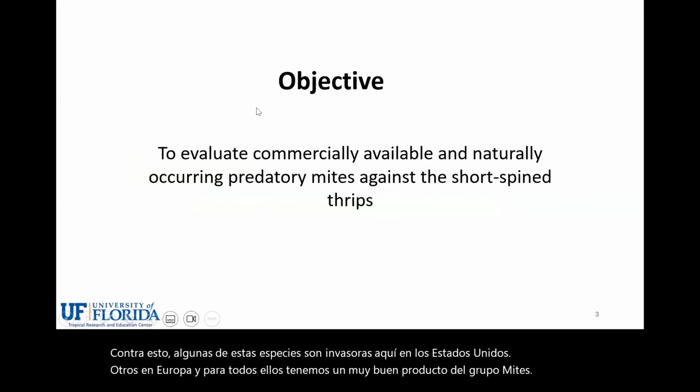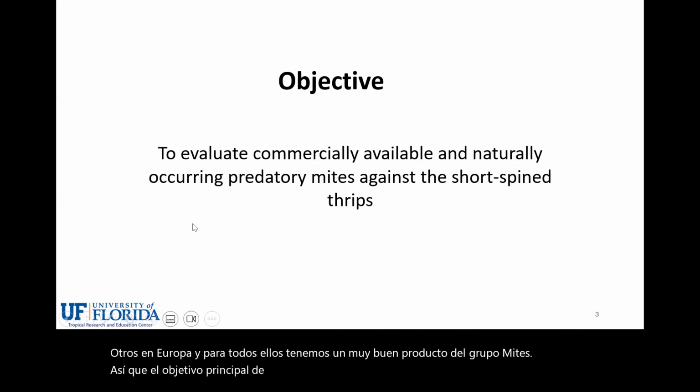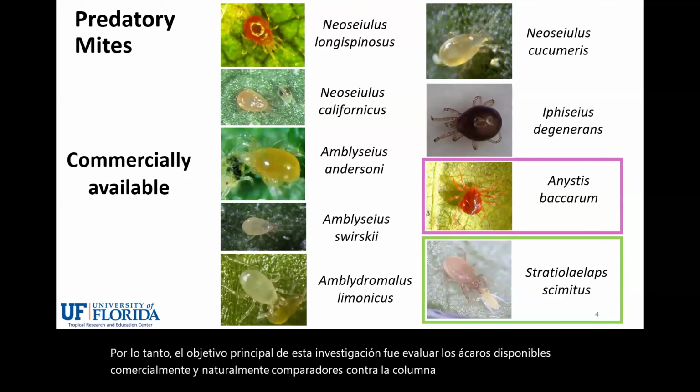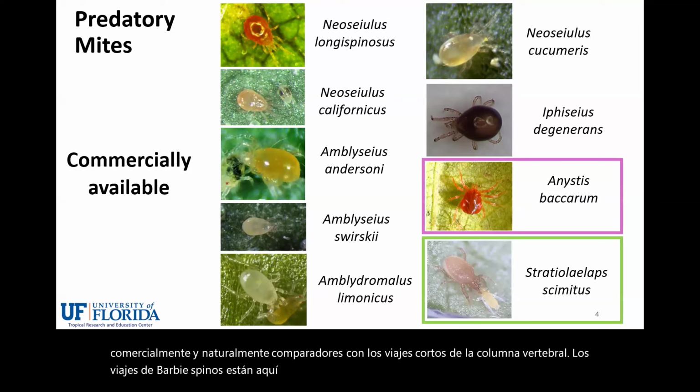So the main objective of this research was to evaluate commercially available and naturally occurring predatory mites against the short spine thrips, Thrips parvispinus. Here is the list of the predatory mites that I tested for this evaluation. These are the commercially available predatory mites here in the United States.